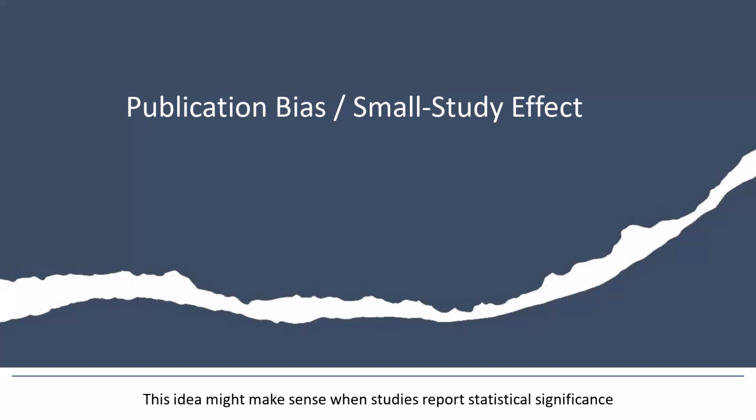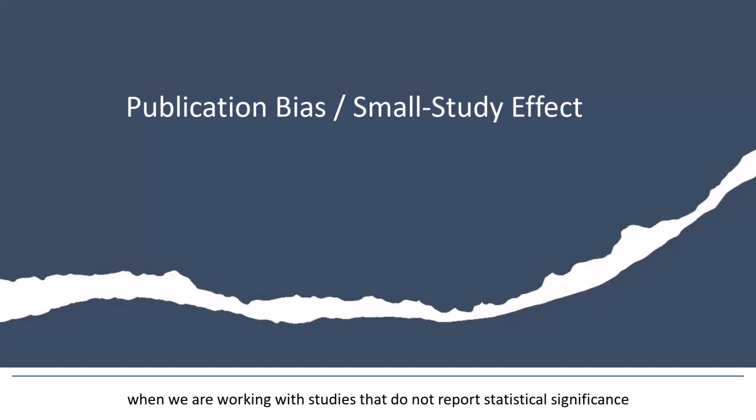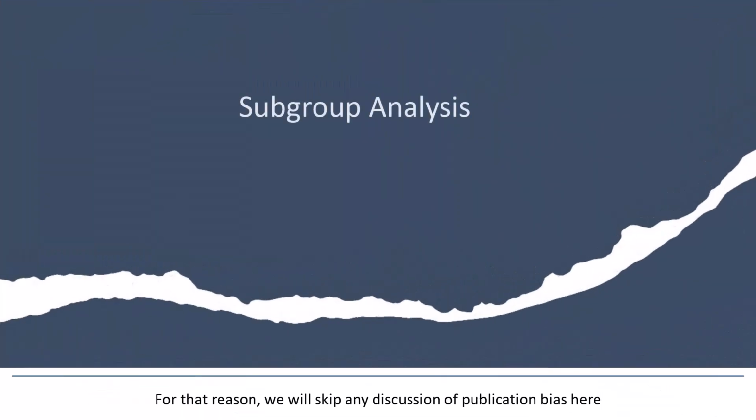This idea might make sense when studies report statistical significance, but studies that report prevalence do not test for statistical significance. They simply report the prevalence. It makes no sense to say that studies which are statistically significant are more likely to be published when we're working with studies that don't report statistical significance. And for that reason, we will skip any discussion of publication bias here.